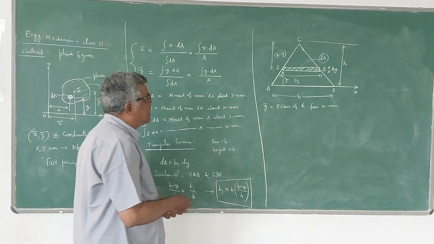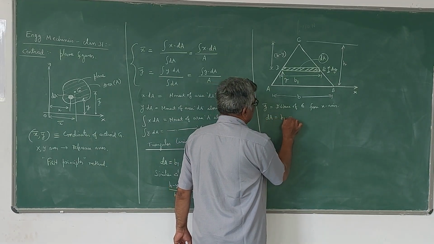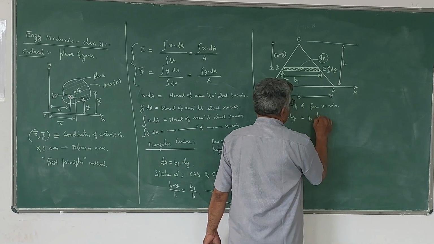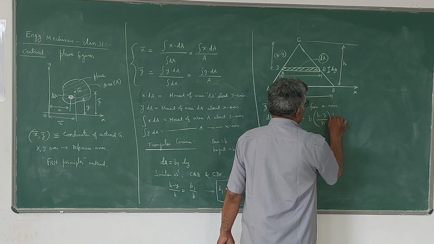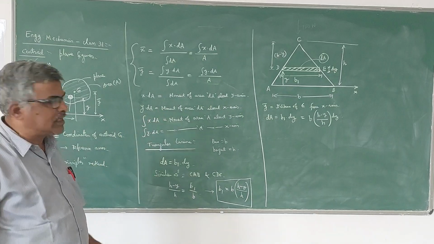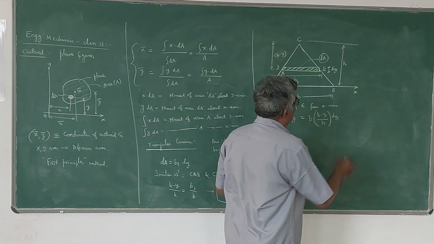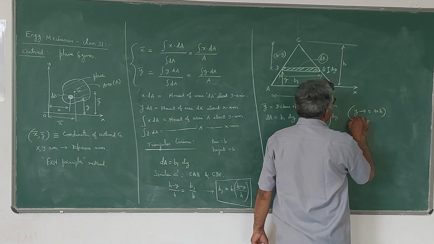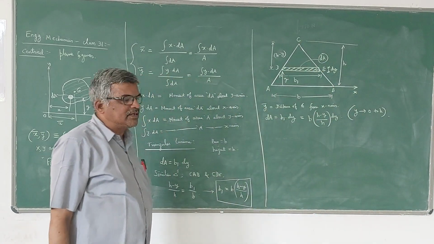Now dA, you know, is b1 into dy. So b1 is nothing but b into h minus y by h, into dy. Here please note that b and h are constants, y is a variable. y can vary from 0 to h, 0 at the x-axis and h at the vertex C. So the maximum value of y is h.